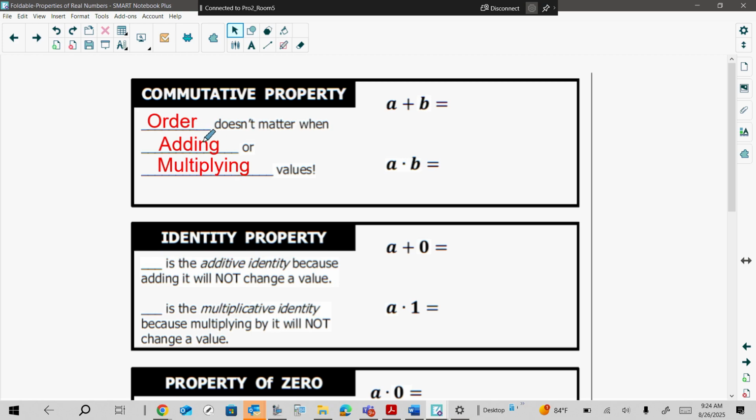Then we're going to show that the order doesn't matter when adding or multiplying. So since the order doesn't matter, to show the commutative property with two terms, A and B, this could be any value, A plus B would be the same as B plus A. So basically what's happening for commutative property, I'm going to do this in parentheses, is that the values, or your numbers, your values are going to move.